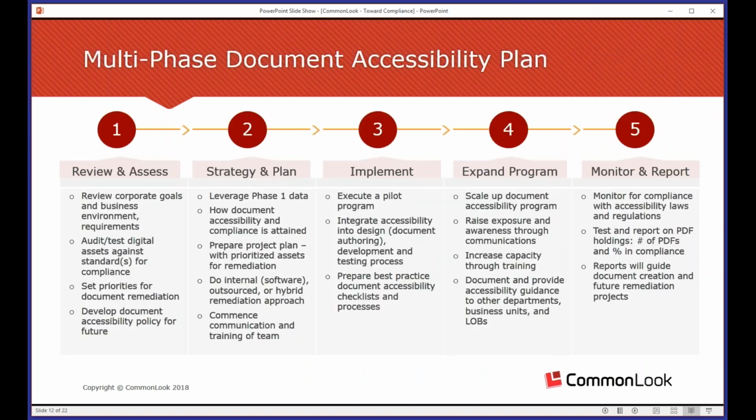What's presented on this slide here is a multi-phase plan to achieve document accessibility. Phase 1, review and assess. Phase 2, strategy and plan. Phase 3, implement. Phase 4, expand the program. And Phase 5, monitor and report. In the next few slides, we'll dissect this plan and take a closer look at key items in each step.